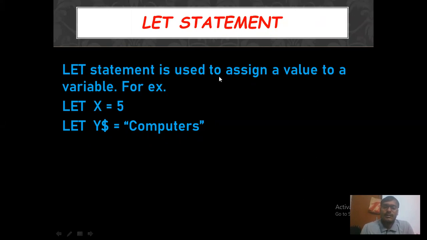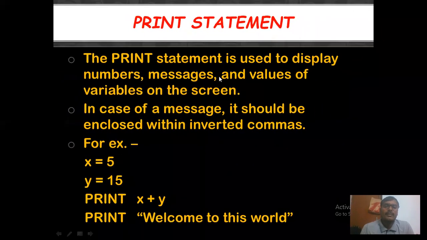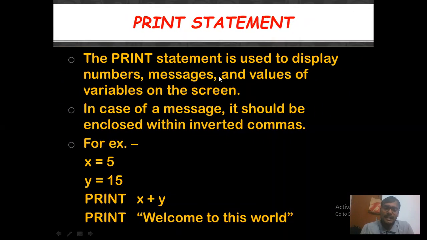Now, coming to the next topic, the PRINT statement. The PRINT statement is used to display numbers, messages, and values of variables on the screen. On the output screen, you will see the output with the help of the PRINT command. In case of a message, it should be enclosed within double inverted commas. If you want to display a message like welcome to the programming world, you have to use this sentence under double quotation marks.